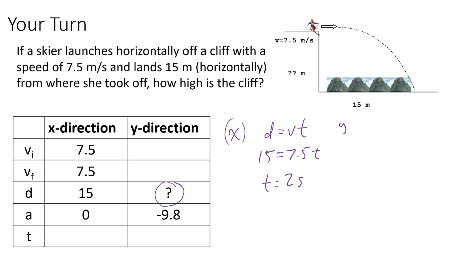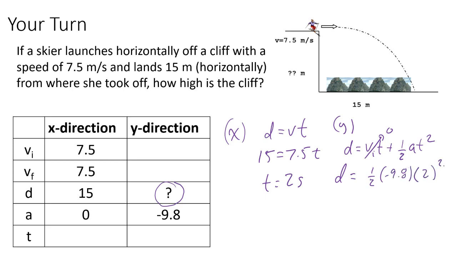Okay, then if we apply that in the y direction, we can find how high that cliff is by applying our other kinematics formula. Our displacement is what we are looking for in the y direction. Our initial velocity is 0. So that leaves us with 1/2 times negative 9.8 times our time squared. We can find that our displacement in the y direction is going to be 20 meters.